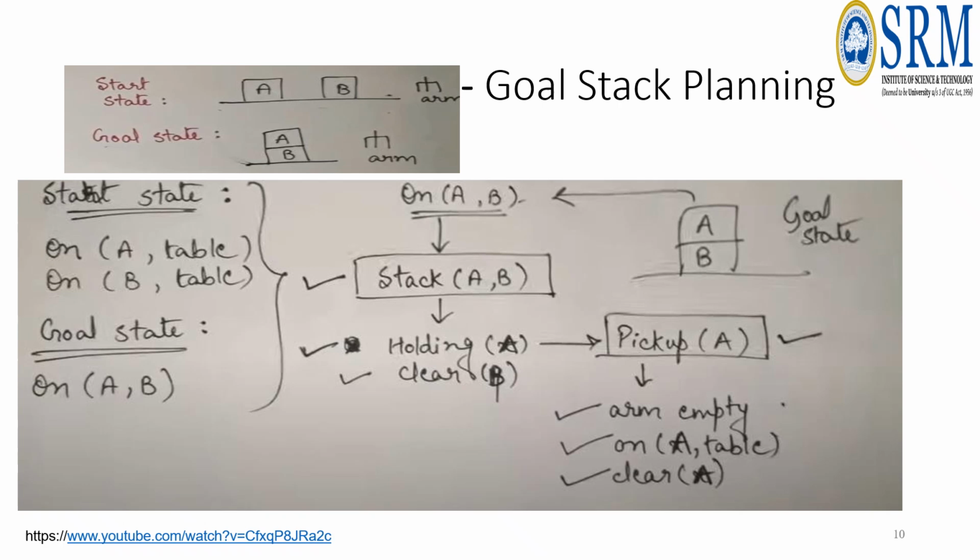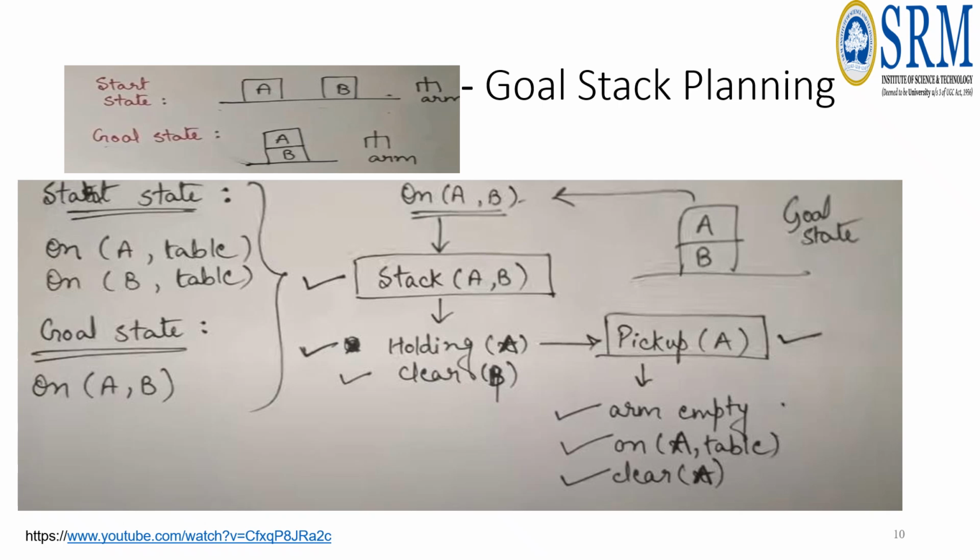Once that is done, the arm is empty, A is on the table, and A is clear. Finally, in the initial state, A and B are on the surface. The goal is to place A above B. That is now achieved, and the representation of the state can be written as on of A comma B. That is how we start with the initial state and end with the goal state, and this is exactly how we define it.